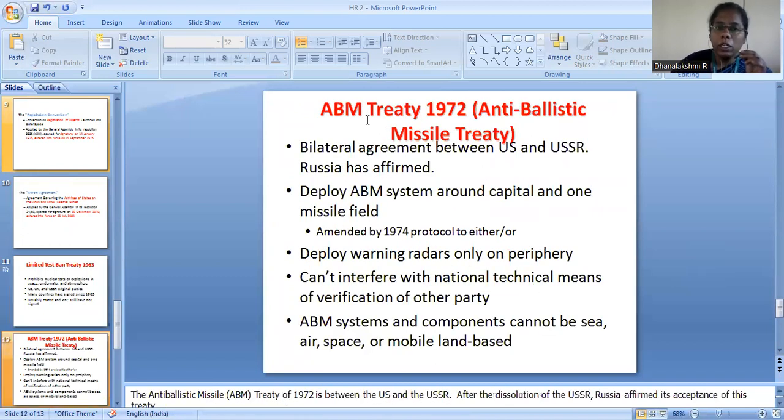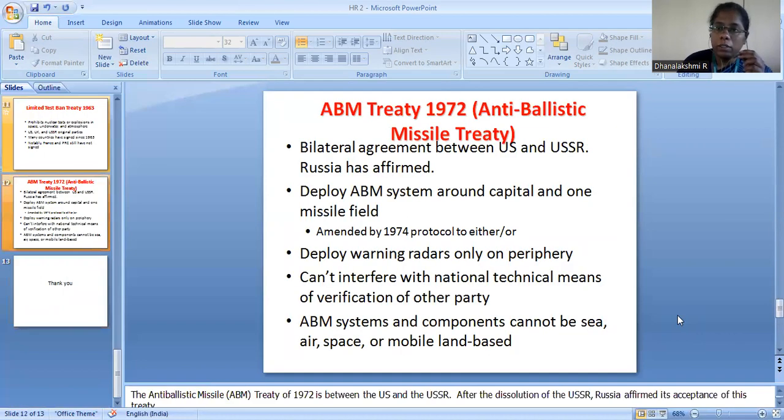And we have one more treaty called the ABM Treaty, which is the Anti-Ballistic Missile Treaty of 1972. It's a bilateral agreement between the US and Russia. Russia has affirmed this and can deploy an ABM system around the capital and one missile field, deploy warning radars only on the periphery, and cannot interfere with the national technical means of verification of the other party. And ABM systems and components cannot be sea, air, space or mobile land based. So this is about the ABM Treaty.